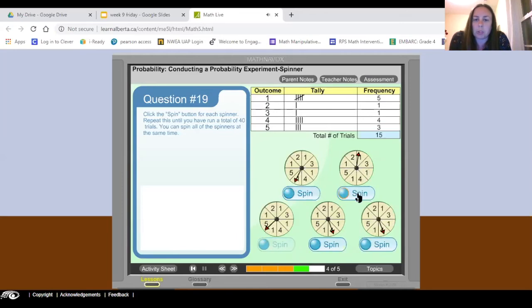I feel like I'm on a game show, spinning all the spinners. All right, so 1 has been spun the most, which is what our prediction was. We predicted that the other ones would probably be equally likely, but it doesn't look like that. 2 and 3 have been equally likely, but 4 and 5, 4 has been spun 4 times and 5 has been spun 5 times. Let's check after we finish our experiment now.